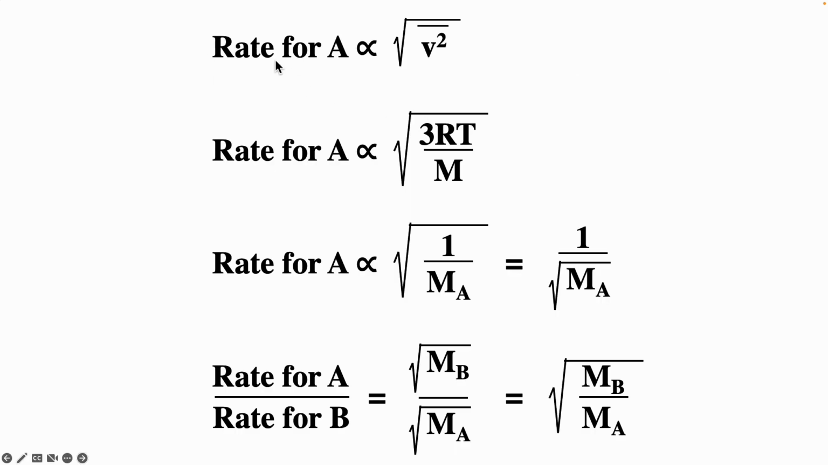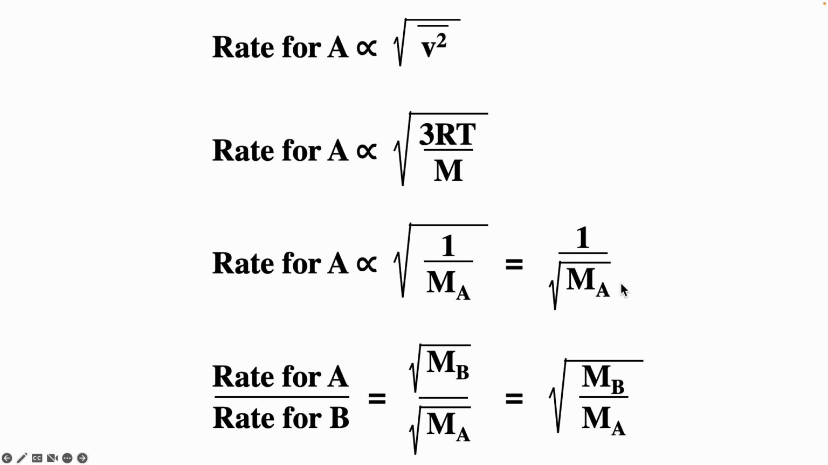So the rate of diffusion and effusion is proportional to the root mean square speed. And we saw that the root mean square speed is equal to the square root of 3RT over m, where R is gas constant, T is temperature in Kelvin, and m is the molar mass. And so what this shows us is that the rate of diffusion and effusion is proportional to the square root of 1 over the molar mass. We can just write it like that.